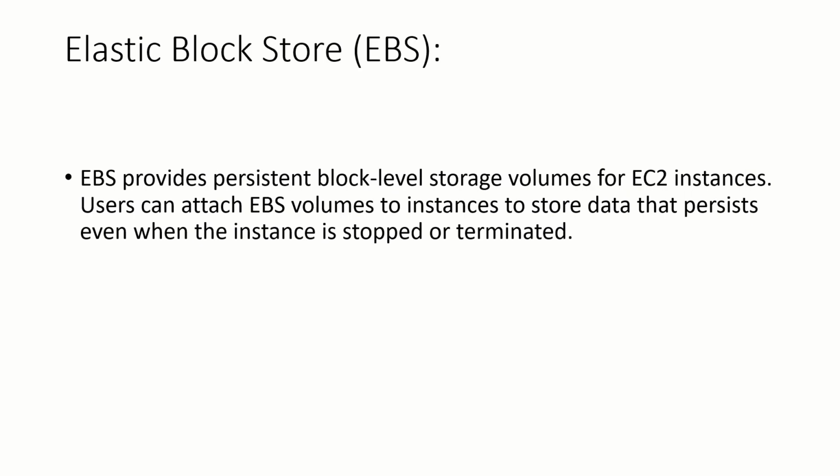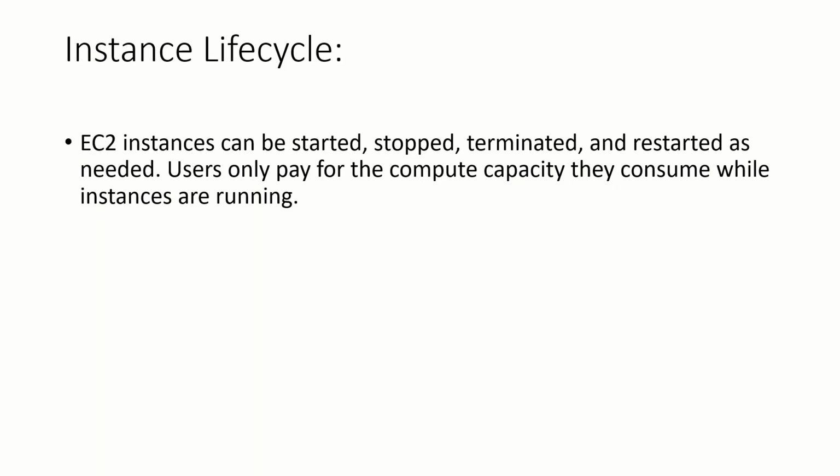Coming to the next term, which is Elastic Block Store. EBS provides persistent block-level storage volumes for EC2 instances. Users can attach an EBS volume to instances to store data that persists even when the instance is stopped or terminated. So this is, I would say, extra storage that is attached to the EC2 instances to carry out the additional work.